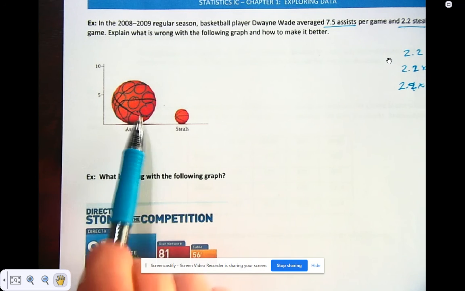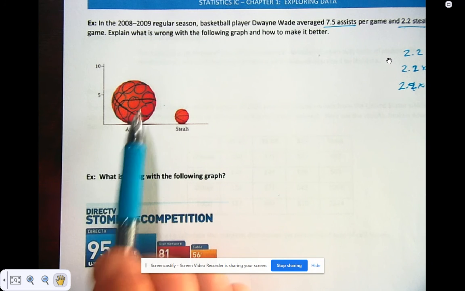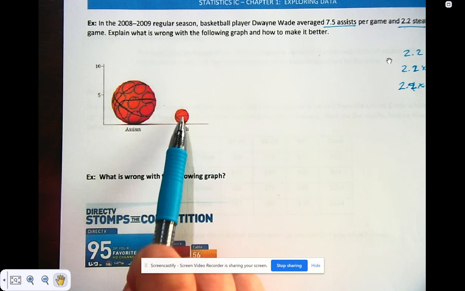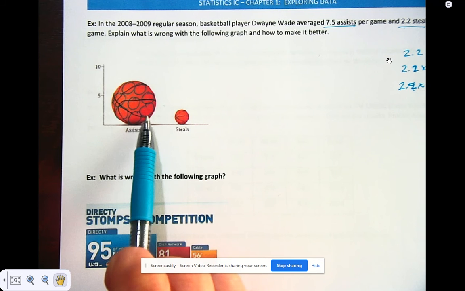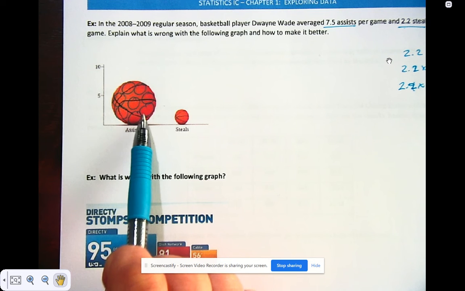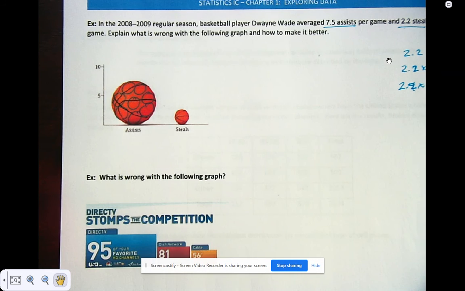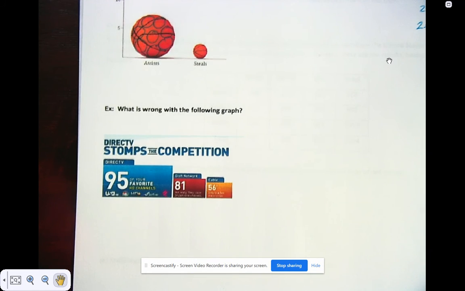Okay, so just looking at this graph, if you didn't have the numbers, you would say, man, Dwayne Wade is way better at assists than he is at steals, when that's not really the case. He's only about 3 to 4 times as much as far as assists go in comparison to steals. Okay, so a lot of times graphical displays, even though you find them in the newspaper, you find them on TV, it's not real. It's definitely marketing. Okay, so what's wrong with this one?